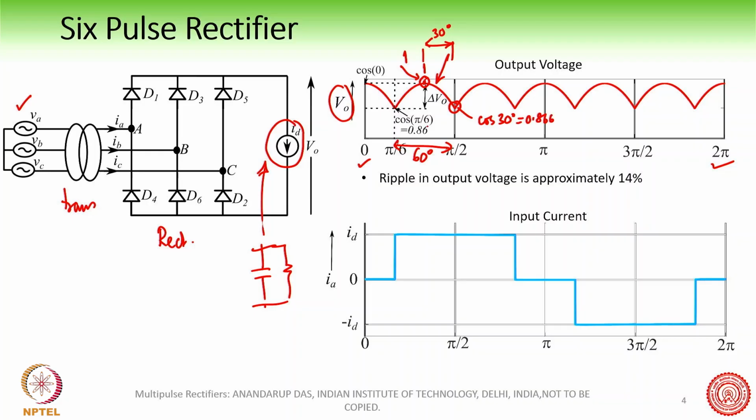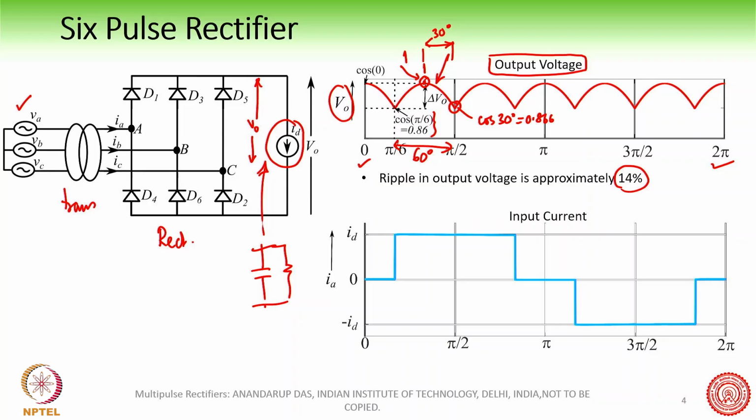So this is what we have written here, 0.866, and so we say that the peak to peak ripple is almost about 14% in this case, right? Output voltage. So this is one side. Okay, so this is the output. So if we look into the output of the rectifier, which is available here, this is the V0 output.